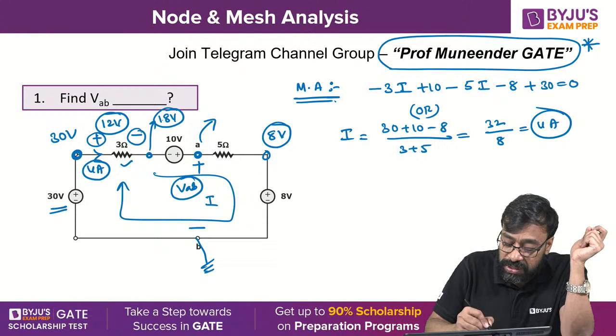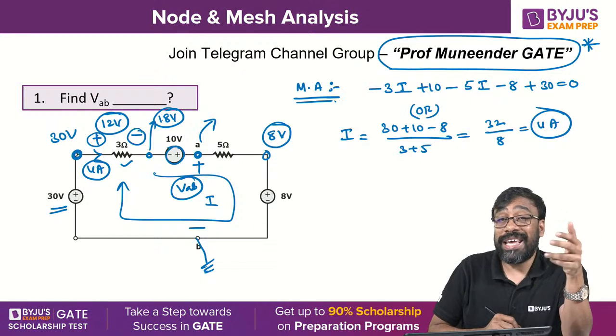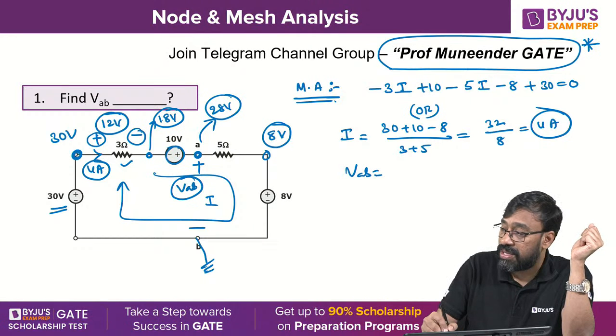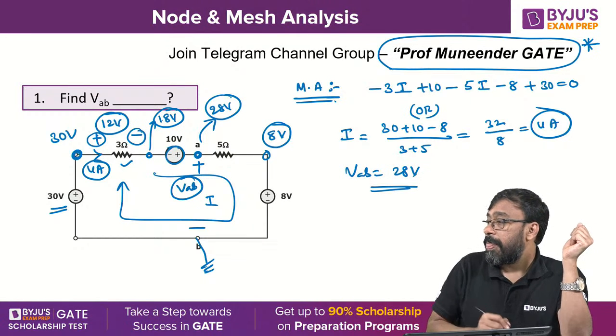Therefore, jump from the negative terminal to the positive terminal. Look at this, negative to positive. Take the voltage: 18 plus 10 is nothing but what, Nana? 28 volts. So simply VAB is nothing but 28 volts.